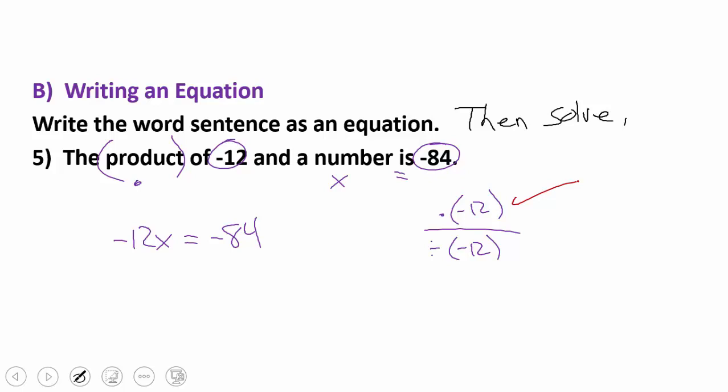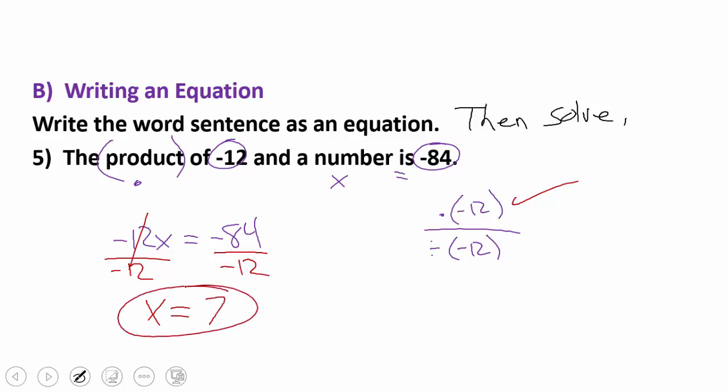All right, so I'm multiplying by negative 12, to isolate X I'm going to divide by negative 12. I'm going to do it to both sides to keep my equation balanced. Negative 12 divided by negative 12 simplifies to 1, leaving me with X. And negative 84 divided by a negative 12 is going to be a positive. You guys know the answer. You know your facts. It is 7. Going to our next question.